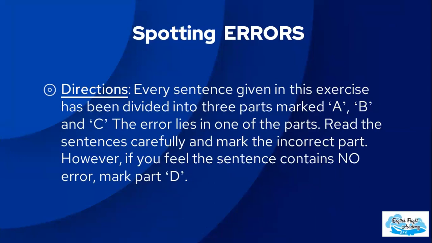And the directions given there are: every sentence given in this exercise has been divided into 3 parts marked A, B, and C. The error lies in one of the parts. Read the sentences carefully and mark the incorrect part. However, if you feel the sentence contains no error, then mark part D. So let's proceed and understand.